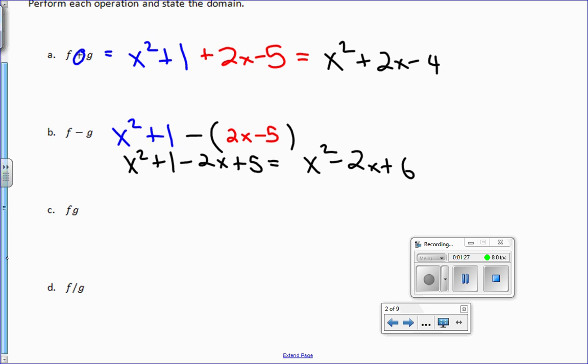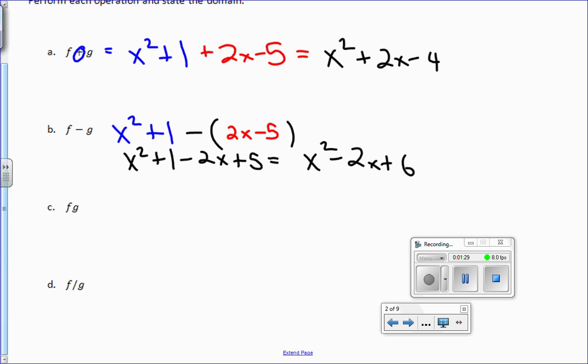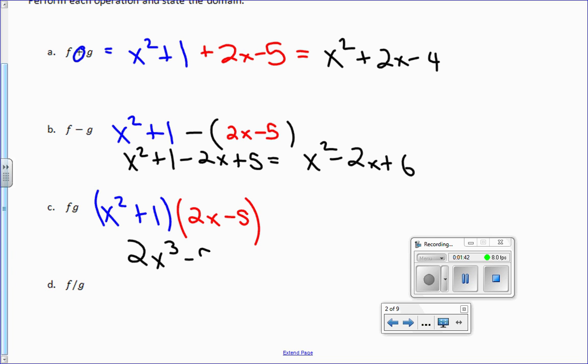They could ask us to multiply these functions together. So let's see what happens. That's x squared plus 1, and we're going to multiply that by 2x minus 5. All right, let's FOIL this out: 2x to the third minus 5x squared plus 2x minus 5. No like terms to combine, so that is our answer.